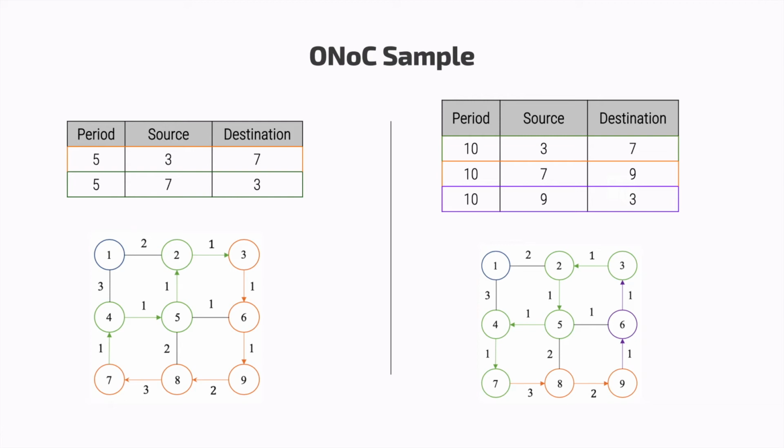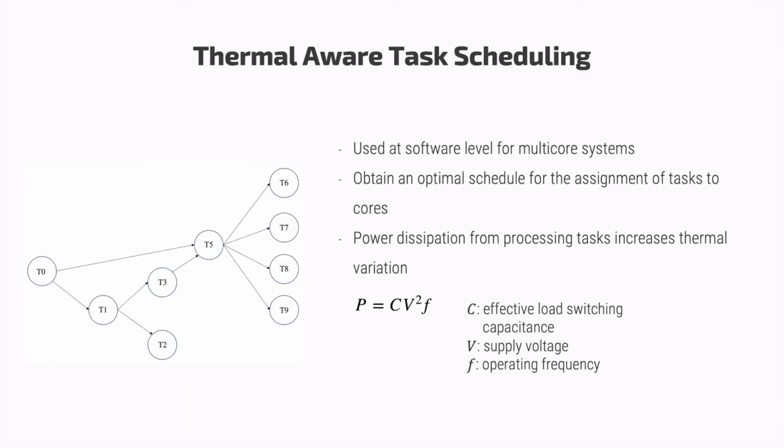In this way, the ILP model is optimized to reduce contention while providing a thermally reliable path. Thermal-aware task scheduling has been used at the software level for multi-core systems to obtain optimal schedules for the assignment of tasks to cores. For higher throughput, embedded system applications such as multimedia applications are usually modeled as task graphs, and the interdependence among tasks can be further exploited to improve the thermal efficiency.